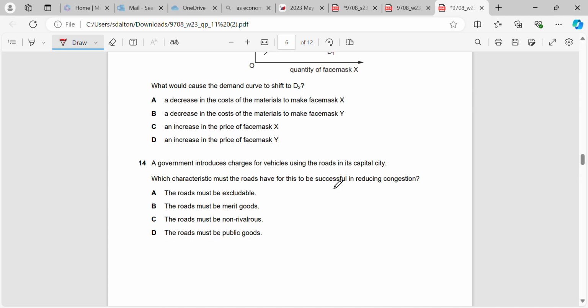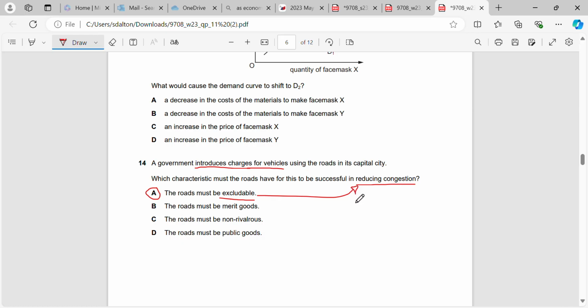Question 14. A government introduces charges for vehicles using the roads in its capital city. Which characteristic must the roads have for this to be successful in reducing congestion? Okay, very straightforward question. If they're introducing charges, what is the characteristic that it has to show? The roads have to be excludable, right? Because we can't charge a price if they're not excludable. So, in order for us to reduce the congestion, the fact that they have to pay for it means that there's going to be less people using vehicles, which means that we will have less congestion.